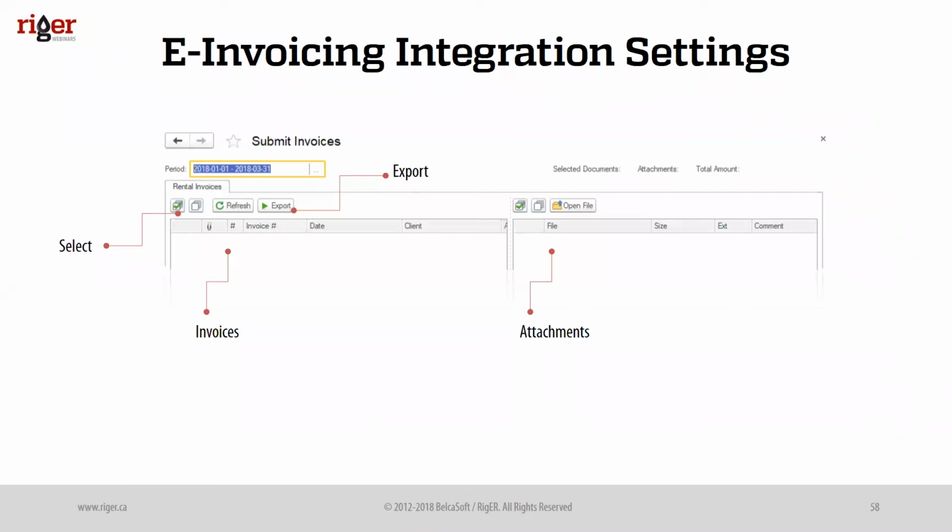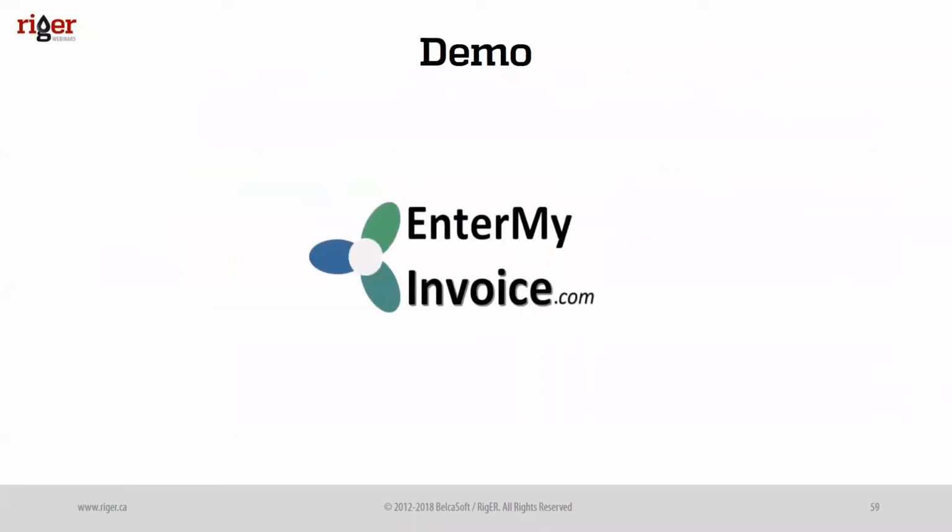You will select one or two or many, and you can attach different files, like support documents. It could be a PDF, a copy of the invoice, signed documents by a client, or any photo, any kind of documents which you'd like to use to support your invoice. And when we send everything to EnterMyInvoice, everything will go smoothly.